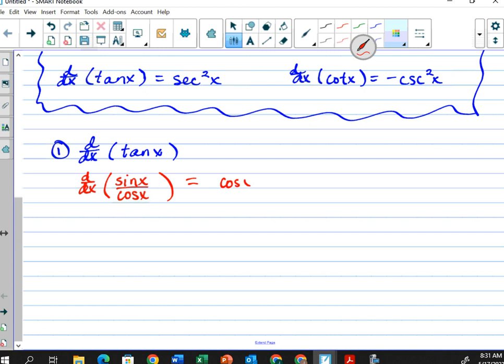Denominator times the derivative of the numerator. Well, what's the derivative of sine? Minus numerator times the derivative of the denominator. Well, what's the derivative of cosine? Negative sine. It's actually pretty cool how it all clears itself up. Over cosine squared.